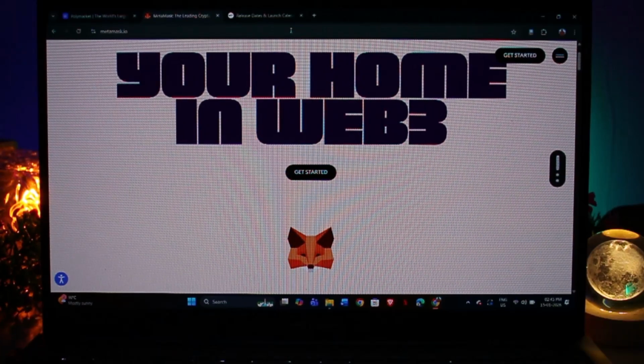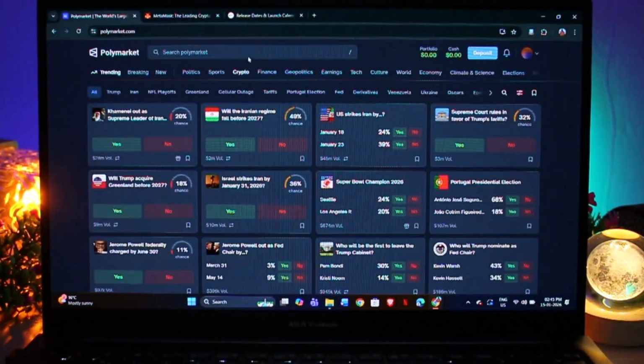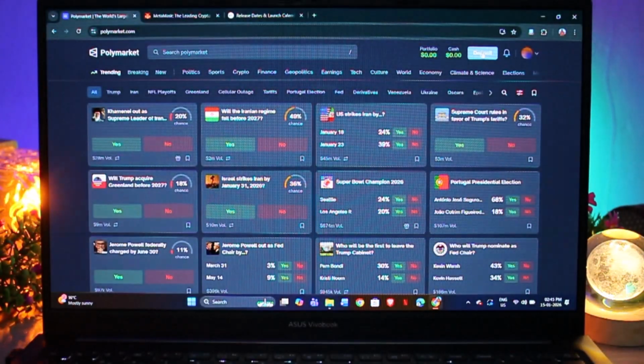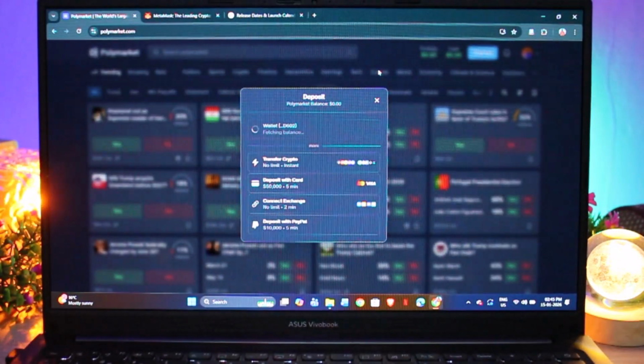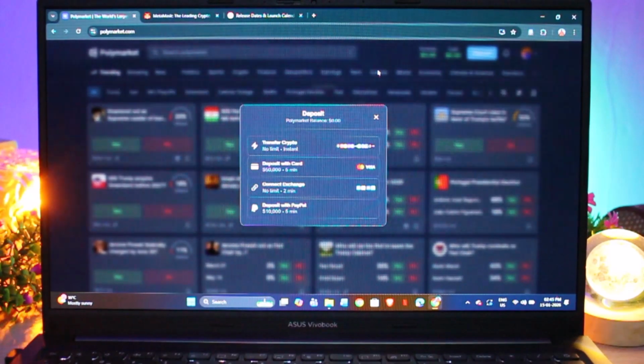Once the transfer is complete, open the Polymarket website on PC and make sure you are logged into your account. Once you are in, tap on deposit at the top of your screen. Now confirm the transaction in MetaMask. This moves your USDC into Polymarket. And that's it. Your money is now on Polymarket and you can start trading and prediction markets right away.